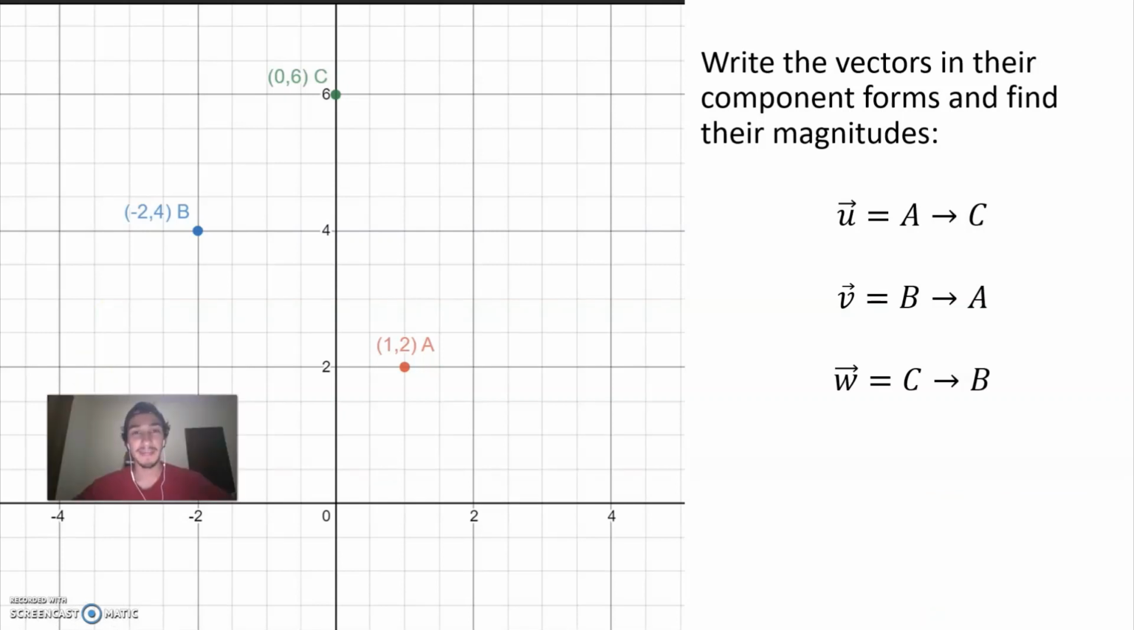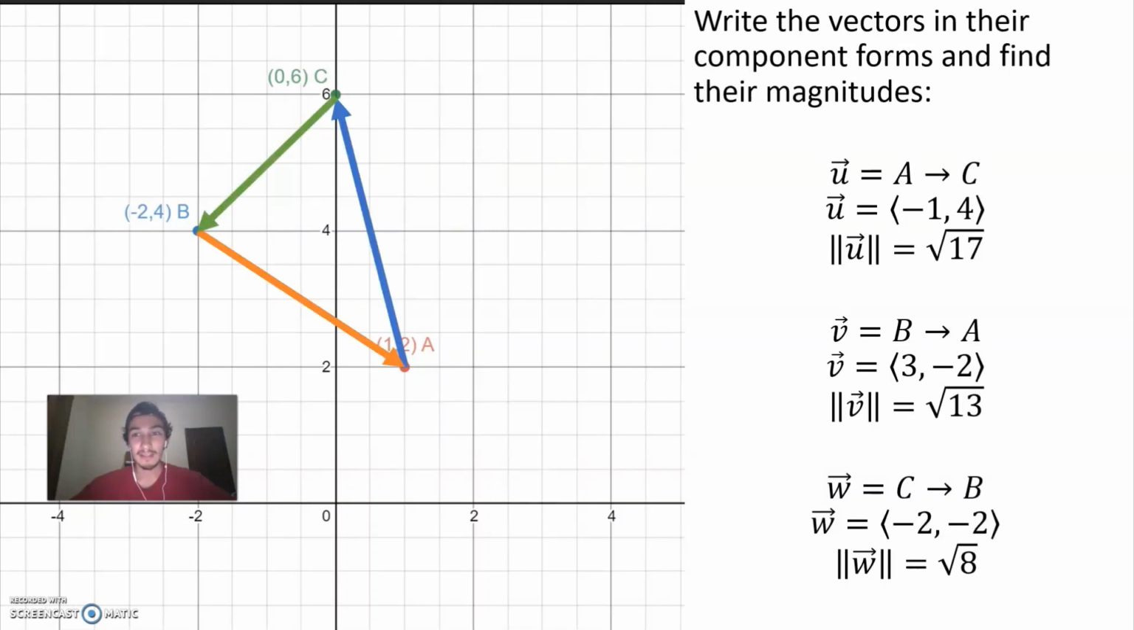All right, so hopefully you've taken a minute to solve this for yourself, but now let's check. So vector u is equal to <-1, 4>, and that's because we travel 1 unit to the left and 4 units up. And then its magnitude is going to be equal to the square root of 17, or that's just the square root of (-1) squared plus 4 squared. And then vectors v and w are going to follow suit, and hopefully you got that.